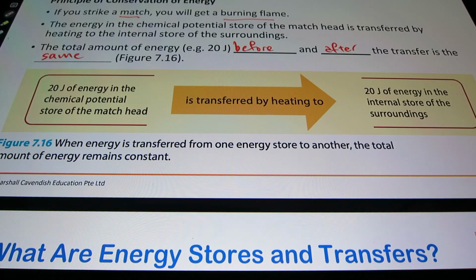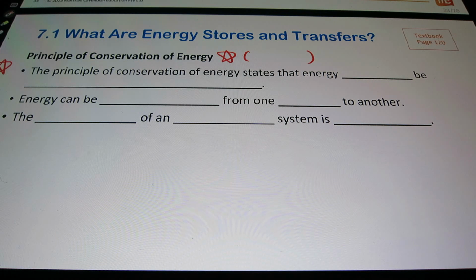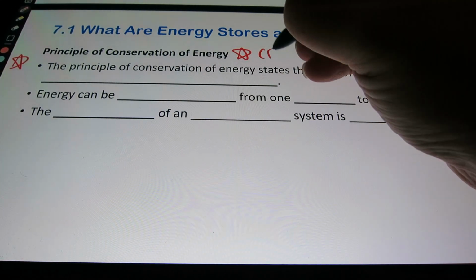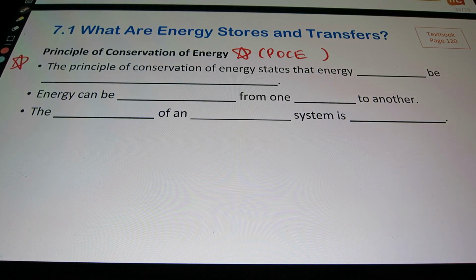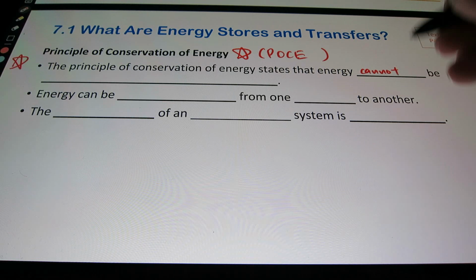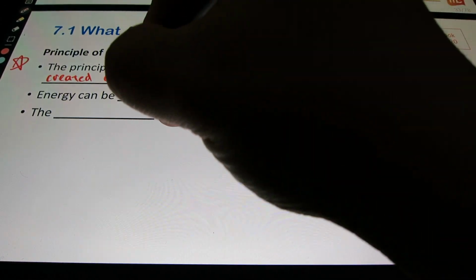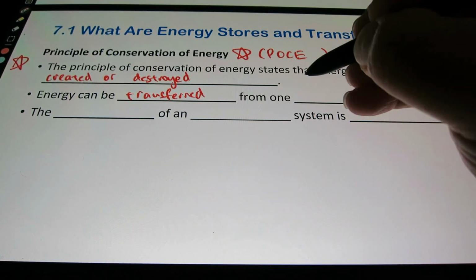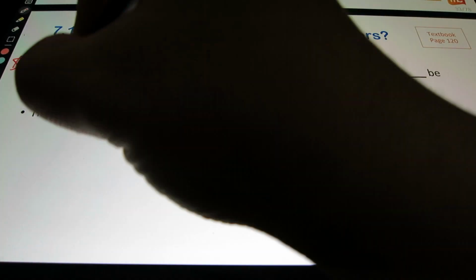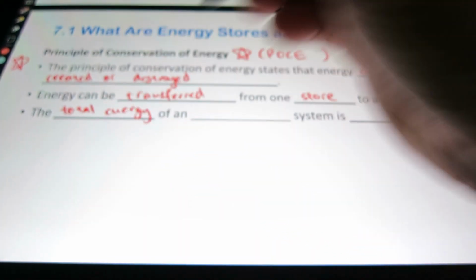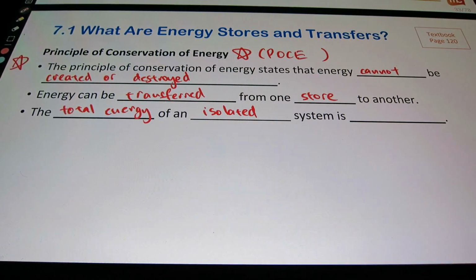Even though I have energy being transferred from one store to another store, the total amount of energy in that system must be the same. I think you need to memorize this word for word. The next time you see POCE, it is just me being lazy and not saying principle of conservation of energy. POCE states, and you should remember this word for word: energy cannot be created or destroyed. I can only transfer energy from one store to another store of energy. The total energy must remain the same, constant. These 3 points altogether compose what we call the principle of conservation of energy.